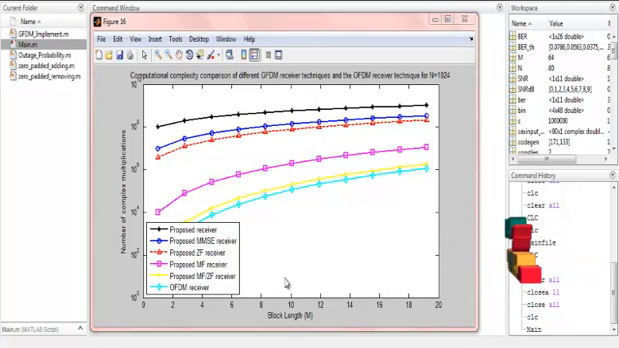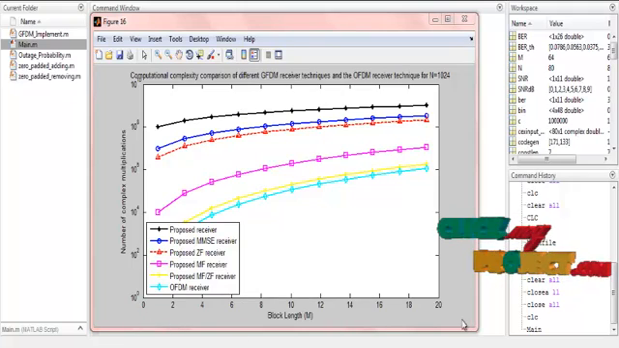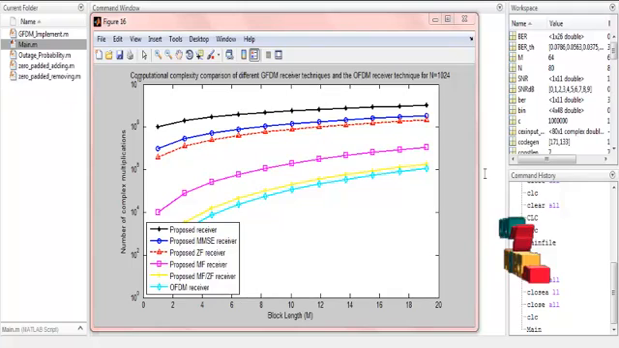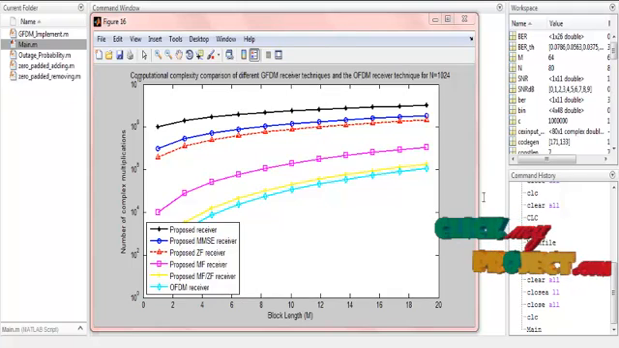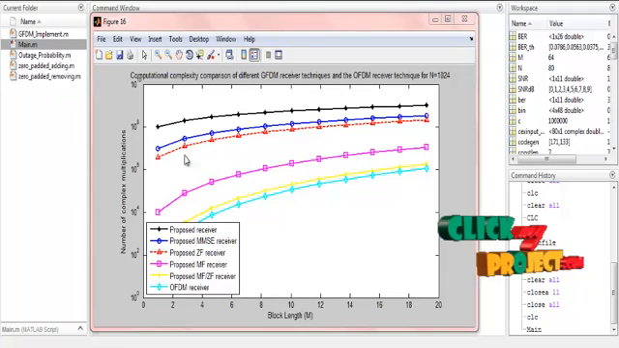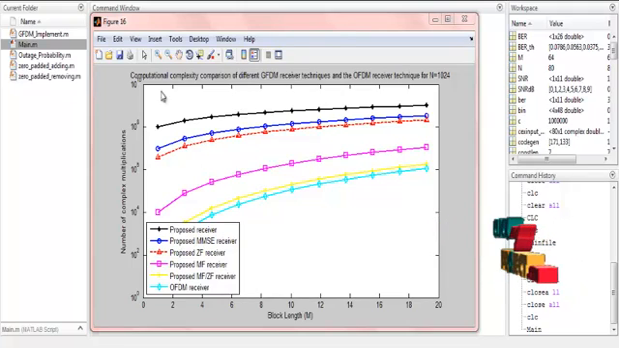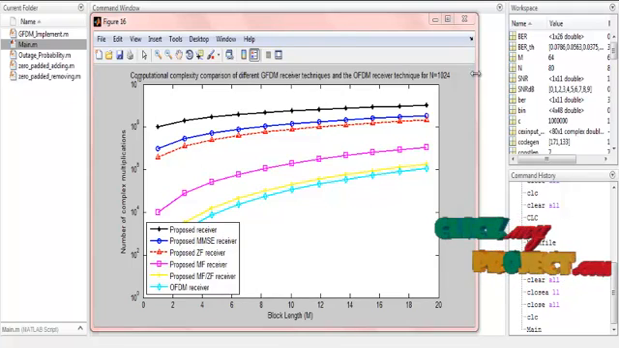NS is equal to 1024. The block length is 0 to 20, and the number of complex multiplications is 10 power 0. Compared to the previous figure, where we calculated the transmitter, in this figure we are calculating the receiver of the process. So these are the transmitter and receiver of the particular process.